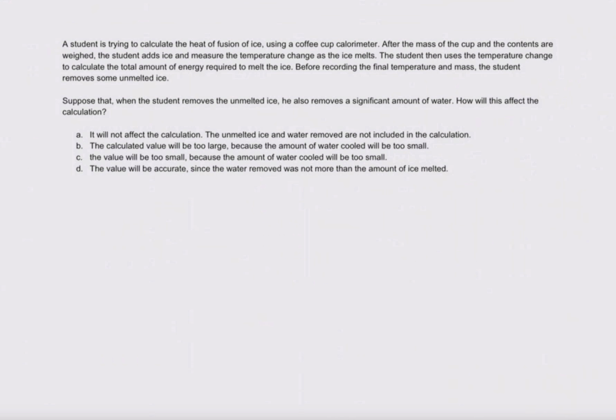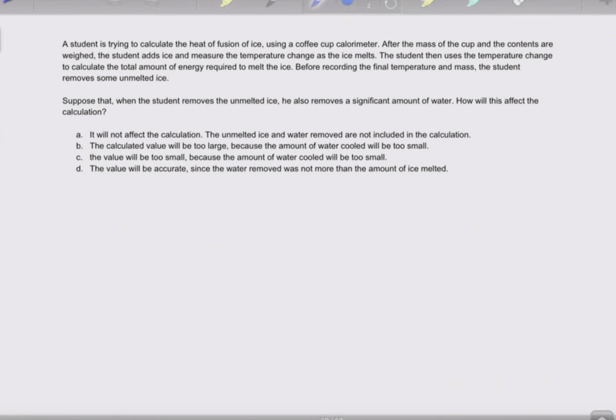So the question is, if the student, instead of waiting for all the ice to melt, just waited a certain amount of time and then removed the ice, and then took the final weight and calculated based on that, what would happen to their calculations if, when they remove the unmelted ice, which in the first place is not a great idea, better to just let it go, they also removed a significant amount of water? What would the effect be on their calculations?